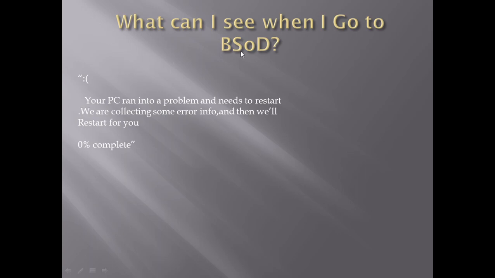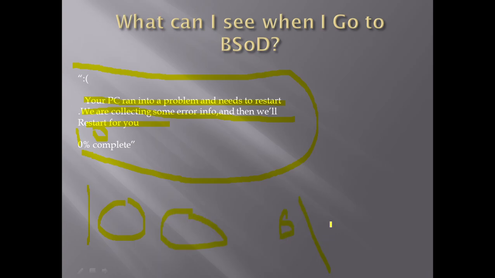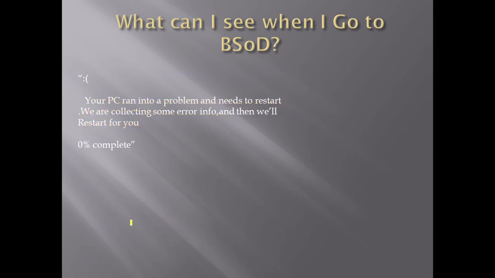So it says, what can I see when I go to the BSOD, or blue screen of death? I used a highlighter this time. It will show this part. It will say, your PC ran into a problem and needs to restart. We are collecting some error info and then we'll restart for you. And then it will say 10%. Then after a few minutes it will say 100%. And after that, well, it's done. So that is what you can see in the BSOD.